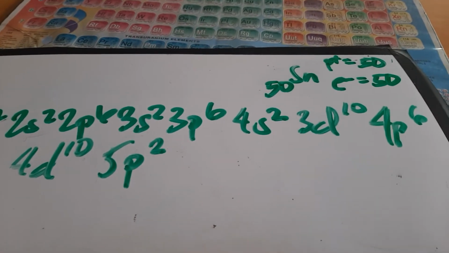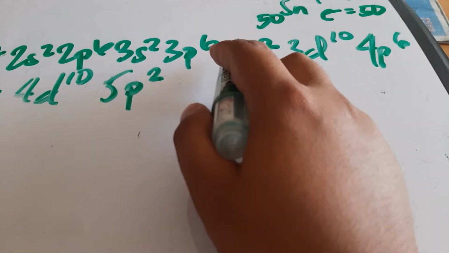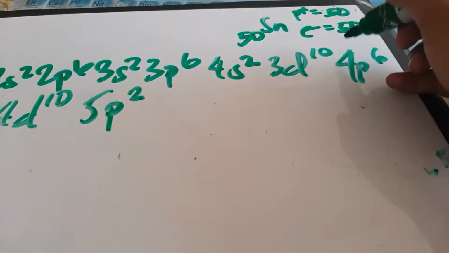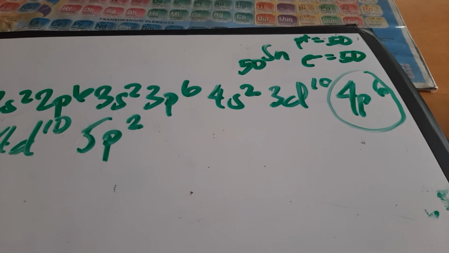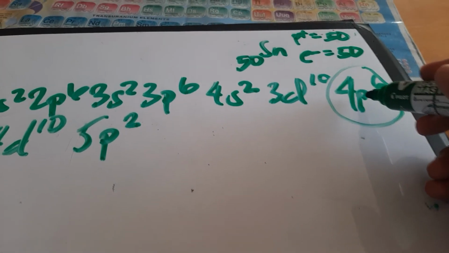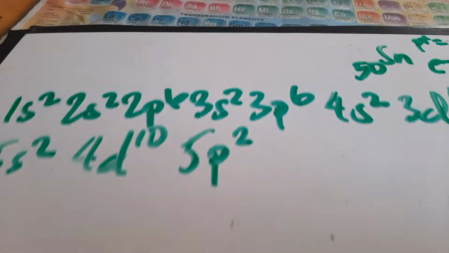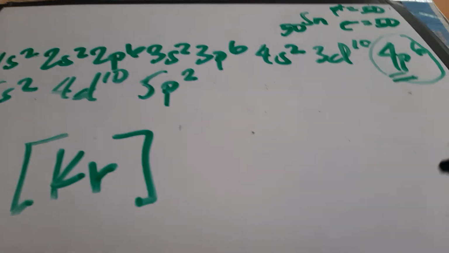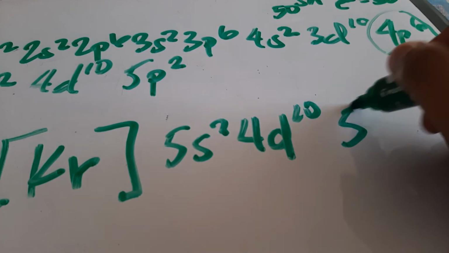Now I'll be looking at the biggest p6. So I have 2p6, 3p6, 4p6, 5p, but it's not 6. It's not a complete octet, so I'll be using the 4p, 4p6. That would be the noble gas in the fourth period, which is krypton. So I'll be using krypton enclosed in a bracket. Don't forget the bracket in writing. And then copy the 5s2, the 4d10 and 5p2.